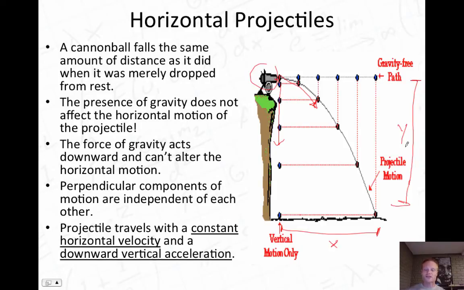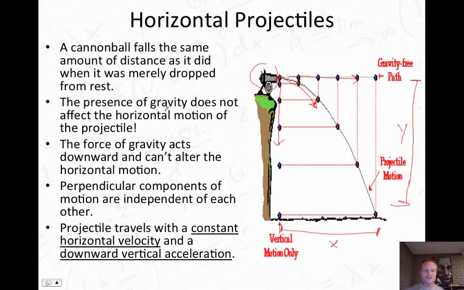Let's say I went into outer space and I shot a cannon. What would it look like? Well, that's this path right here. If there was no gravity, the cannonball would just keep on going forever, horizontally. There would be no force to pull it down, to ever slow it down, to stop it, okay?